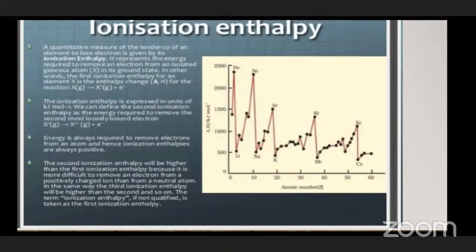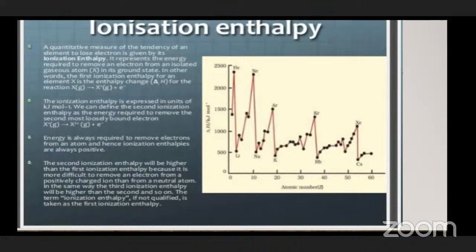It is the energy required to remove an electron from a neutral gaseous atom. In order to remove an electron from the neutral gaseous atom, how much energy is required? That energy we can call ionization potential or ionization energy.